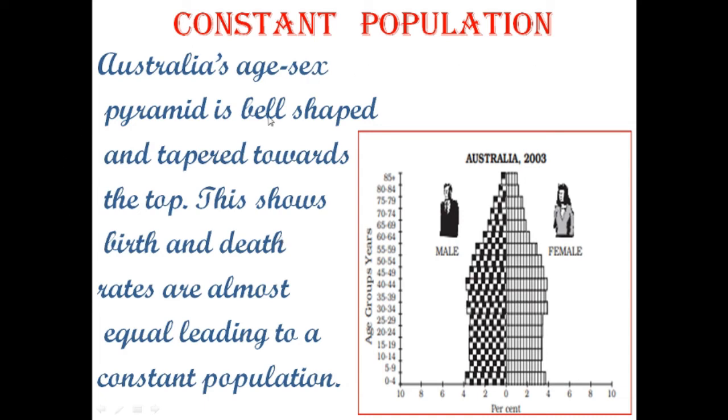Next, constant population. Constant population means there is negligible change in population, neither increasing nor decreasing. This is the age-sex pyramid of Australia. It is bell-shaped and tapered toward the top. See here, tapered toward the top. This shows birth and death rates are almost equal, leading to a constant population. Constant means it is not changing.